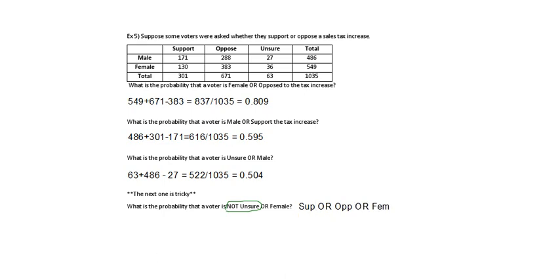All right, let's answer those. So first, I'm going to circle for support, which I did. Then I'm going to circle for oppose, which I did. Then I'm going to circle for female, which I did. And now I'm going to identify the cross, or should I say crosses. In this example, there's two crosses, one at 130 and one at 383. So this is going to be a big one.